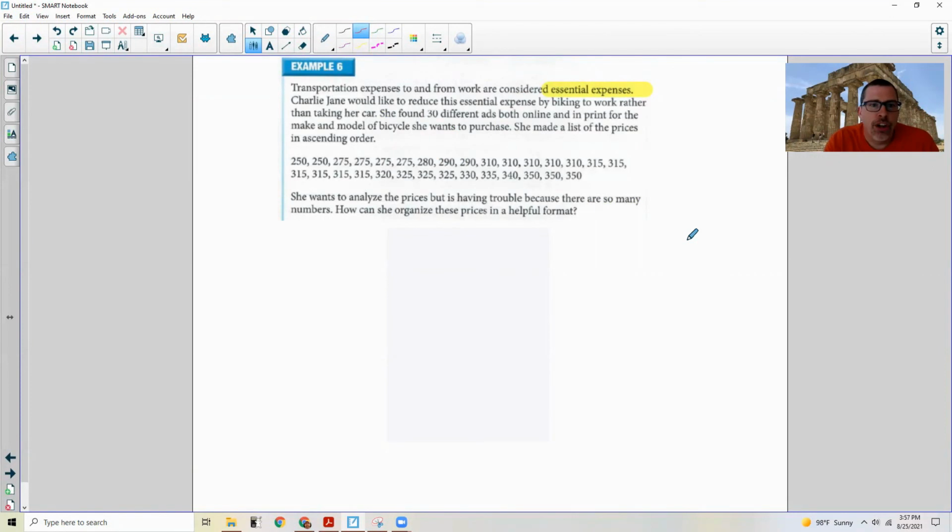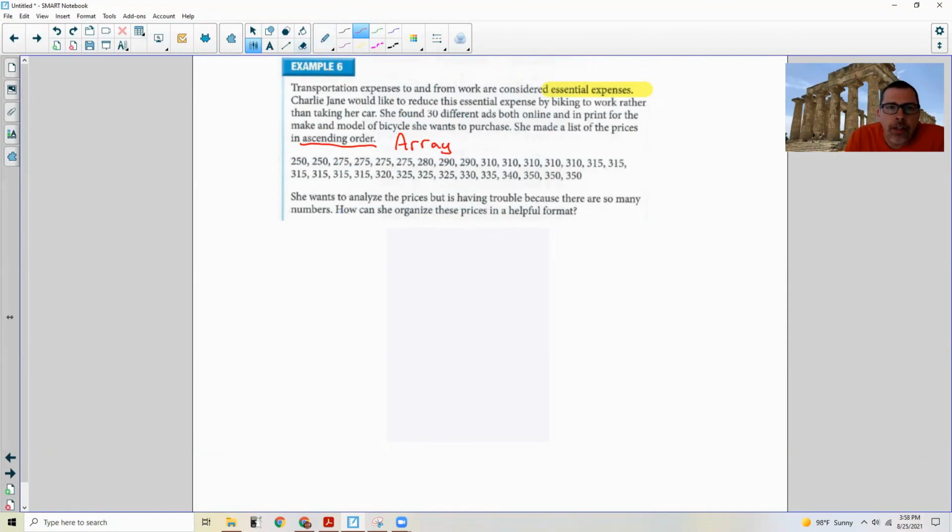Okay. Charlie Jane, I almost said Charlie Chan. Charlie Jane would like to reduce this essential expense by biking to work rather than taking her car. She found 30 different ads, both online and in print, for the make and model of a bicycle she wants to purchase. She made a list of the prices in ascending order. Okay, so there's that ascending order thing again. Not all books mention what it's called, but it's called an array.